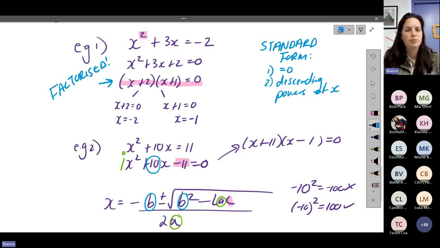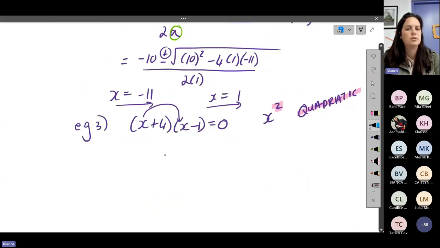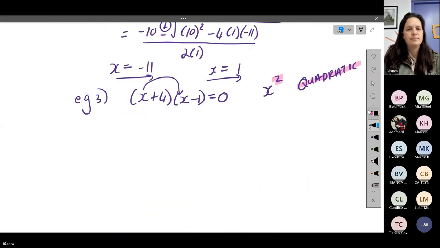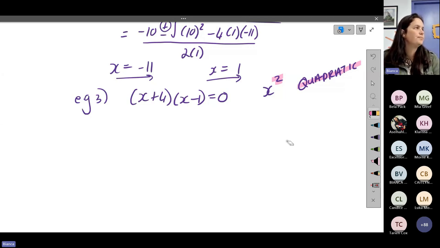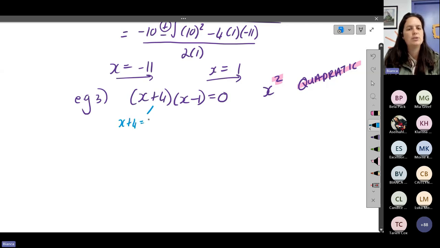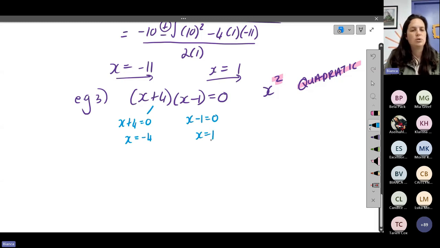Now look here at example 3. What do you notice about example 3? It's already factorized. It's already equal to 0. So can I go straight to my answers? I can. What is my first solution? X plus 4 equals 0, which means x equals negative 4. What's my second solution? X minus 1 equals 0, which means x equals positive 1. What about example 4?